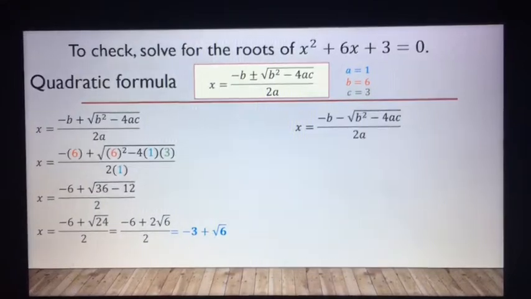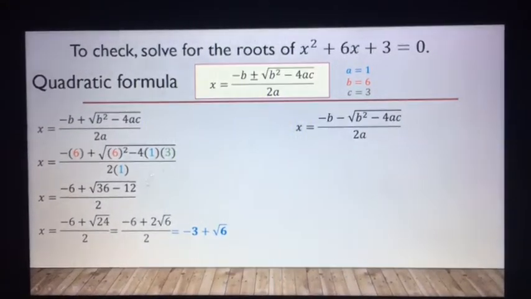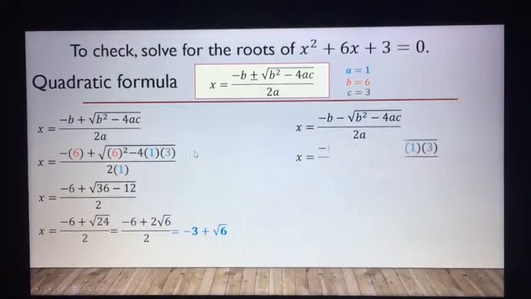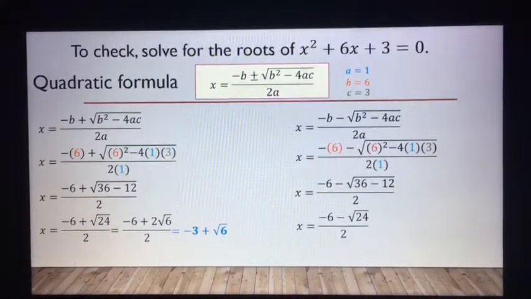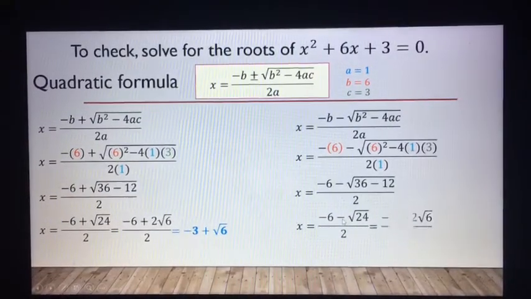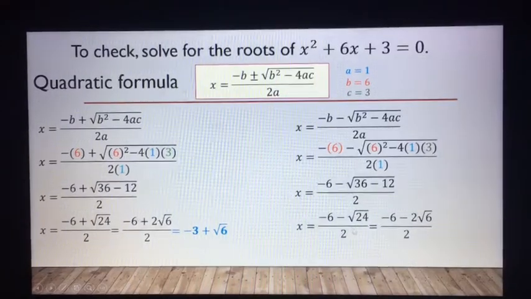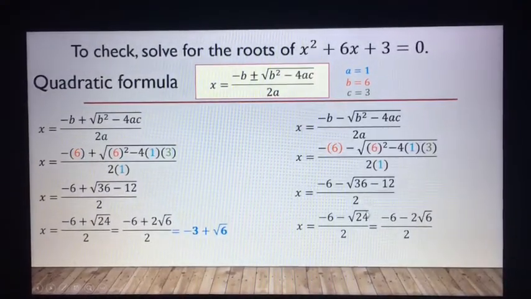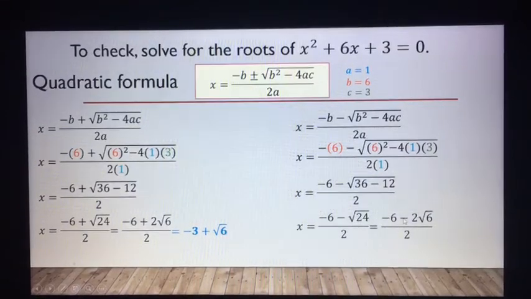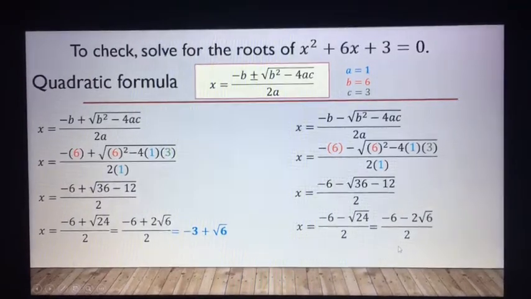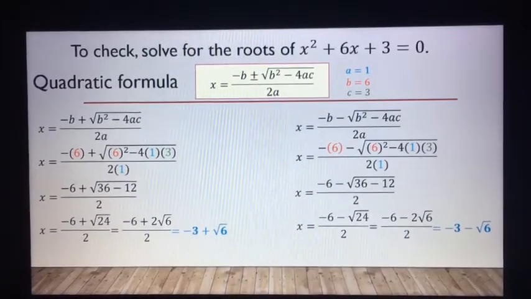Okay? So, next is yung negative naman, yung minus naman. The same, substitute, then solve. So, we have here now negative 6 minus square root of 24 over 2 equals negative 6 minus 2 square root of 6 over 2. Factor out 2. That is negative 3 minus square root of 6.